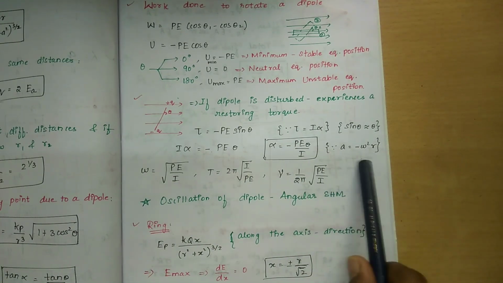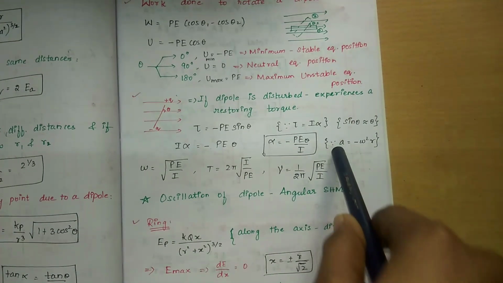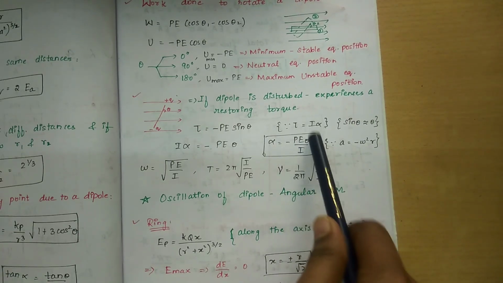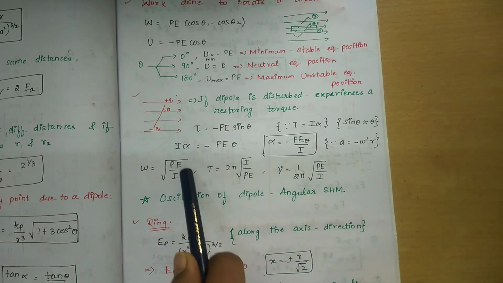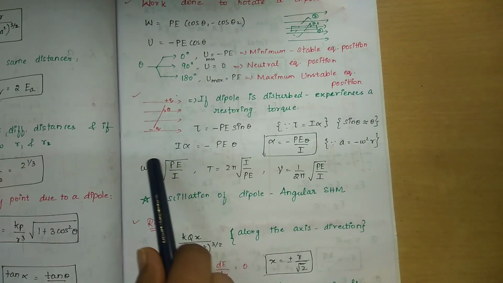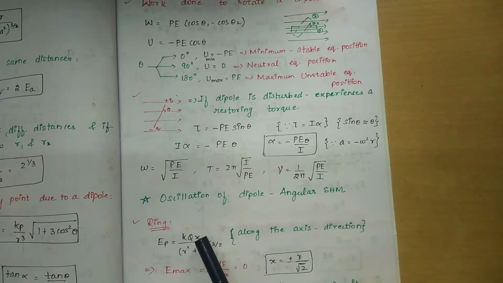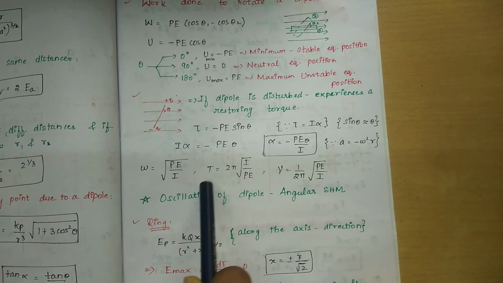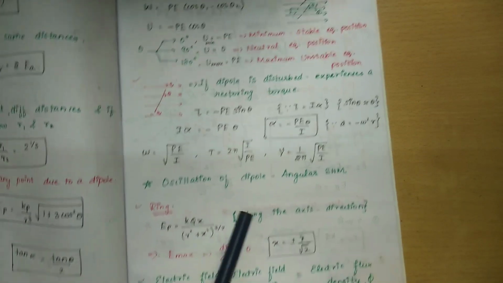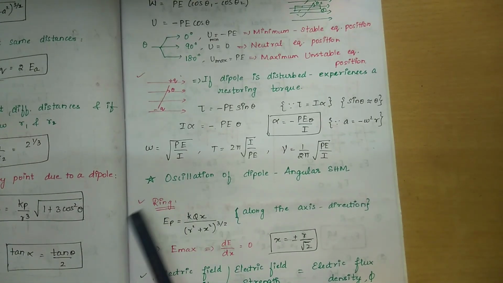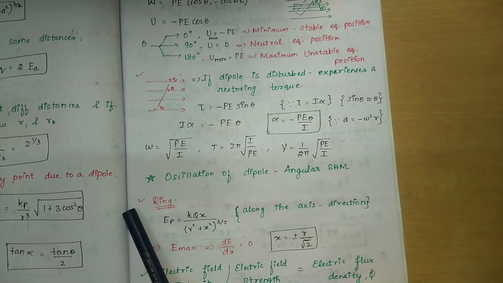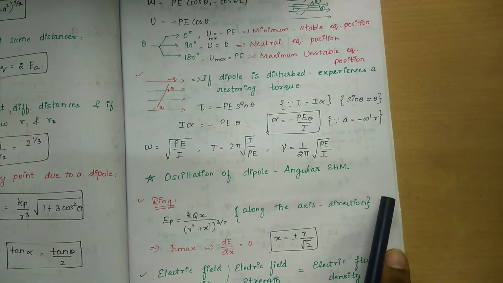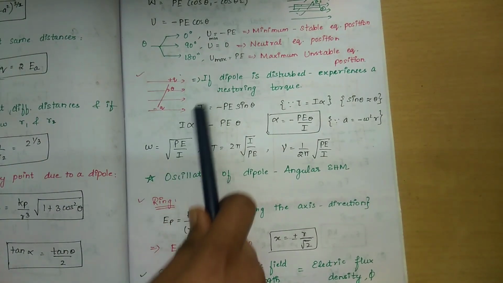So you can use the formula acceleration equals minus omega square r. Comparing, you get omega square equals pE divided by I, so omega equals root of pE by I. Then time period is 2 pi by omega, and frequency is the inverse of time period. They will always ask this theory question on oscillation of the dipole: what is the type of oscillation of a dipole? It is angular simple harmonic motion. It undergoes angular simple harmonic motion if you place it in the electric field.